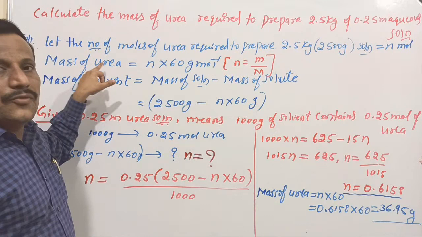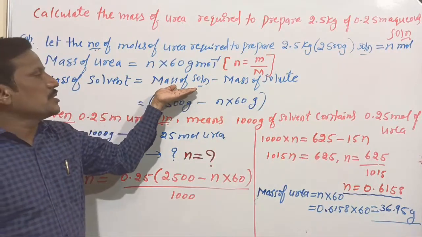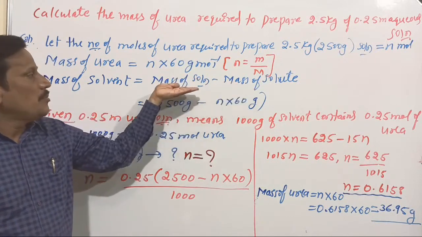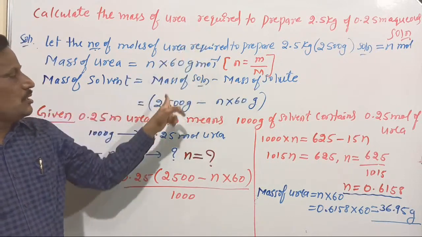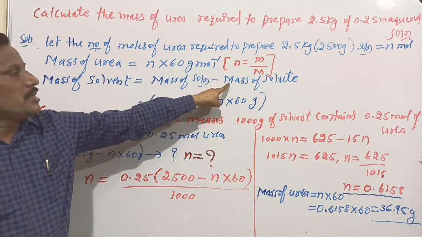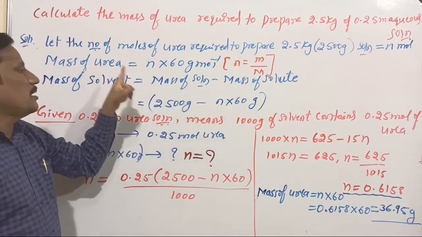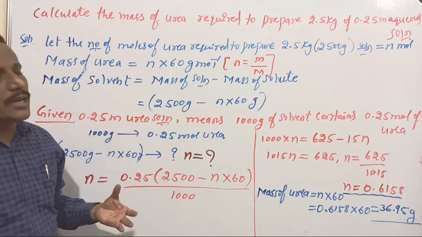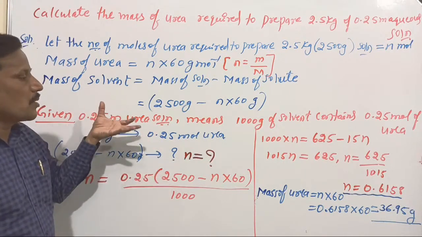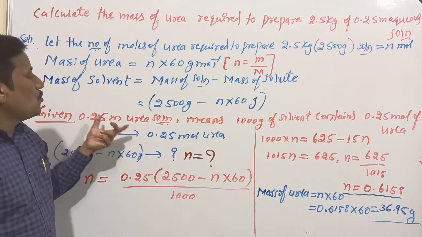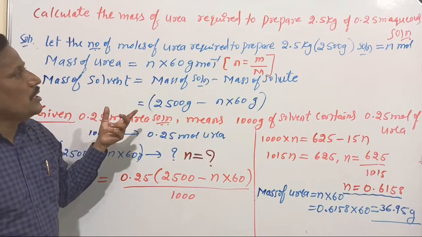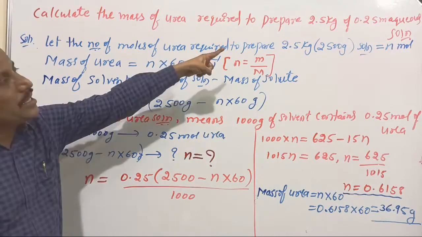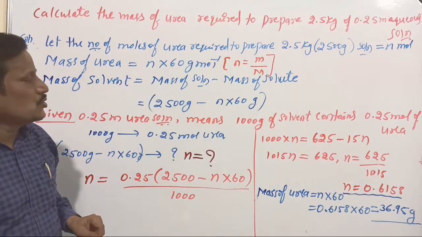Then mass of solvent, how are we getting it? Mass of solution minus mass of solute. Mass of solution is given in the question, 2500 gram. Mass of the solute is n into 60. Keep as it is. Then from the given data, the problem gives a 0.25 molar urea solution. They want 2.5 kg of 0.25 molar aqueous solution.